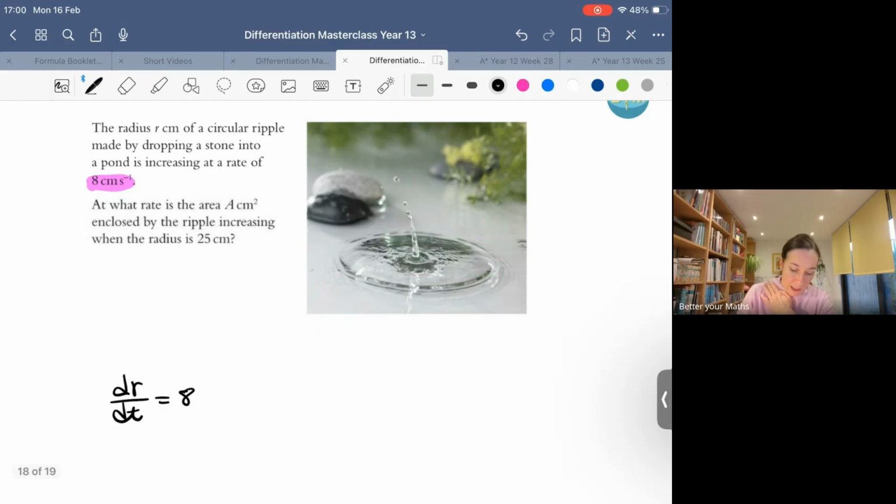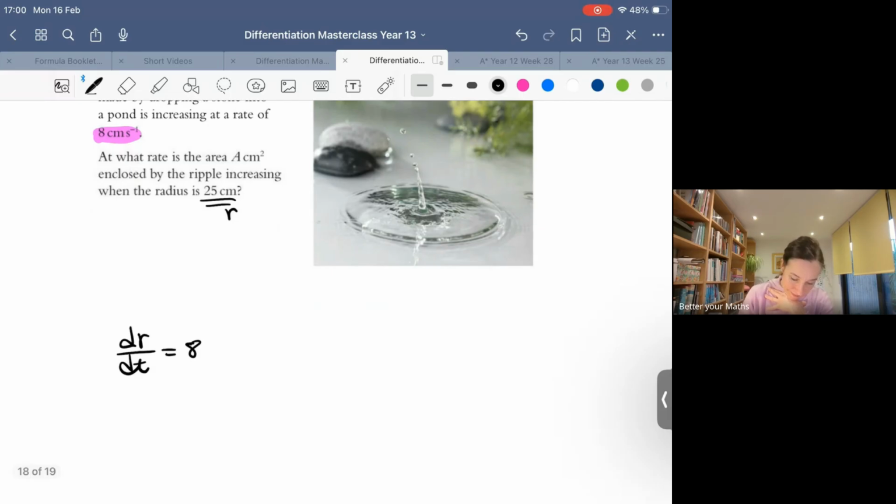Now, at what rate is the area A enclosed by the ripple increasing when the radius is 25? We are going to substitute R by 25 at the end. What are they asking me? The what by the what? Tell me in the chat, please. What are they asking? The dA by dt, exactly, how the area is changing with respect to time.